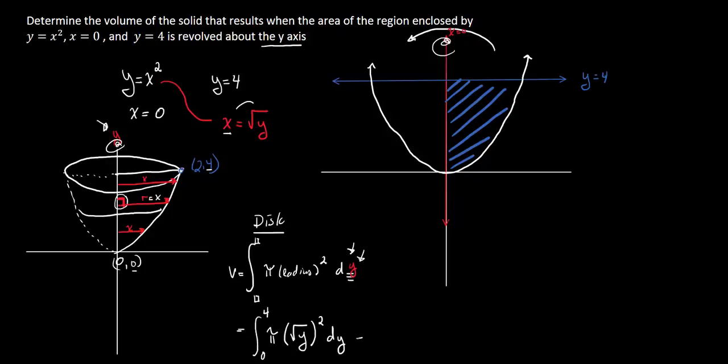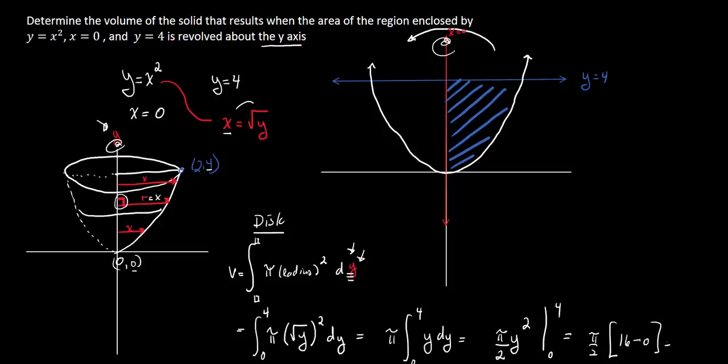Okay, so now I'm going to pull that pi out as a constant and integrate from 0 to 4. The square root of y quantity squared is just a value of y, and this is going to be dy. Integrating a value of y, we're going to have pi times y squared, and we're going to leave that 1/2 out in front, evaluated from 0 to 4. This gives us a really nice integral, so we're going to have pi over 2 times 16 minus 0, which just gives us a value of 8 pi.